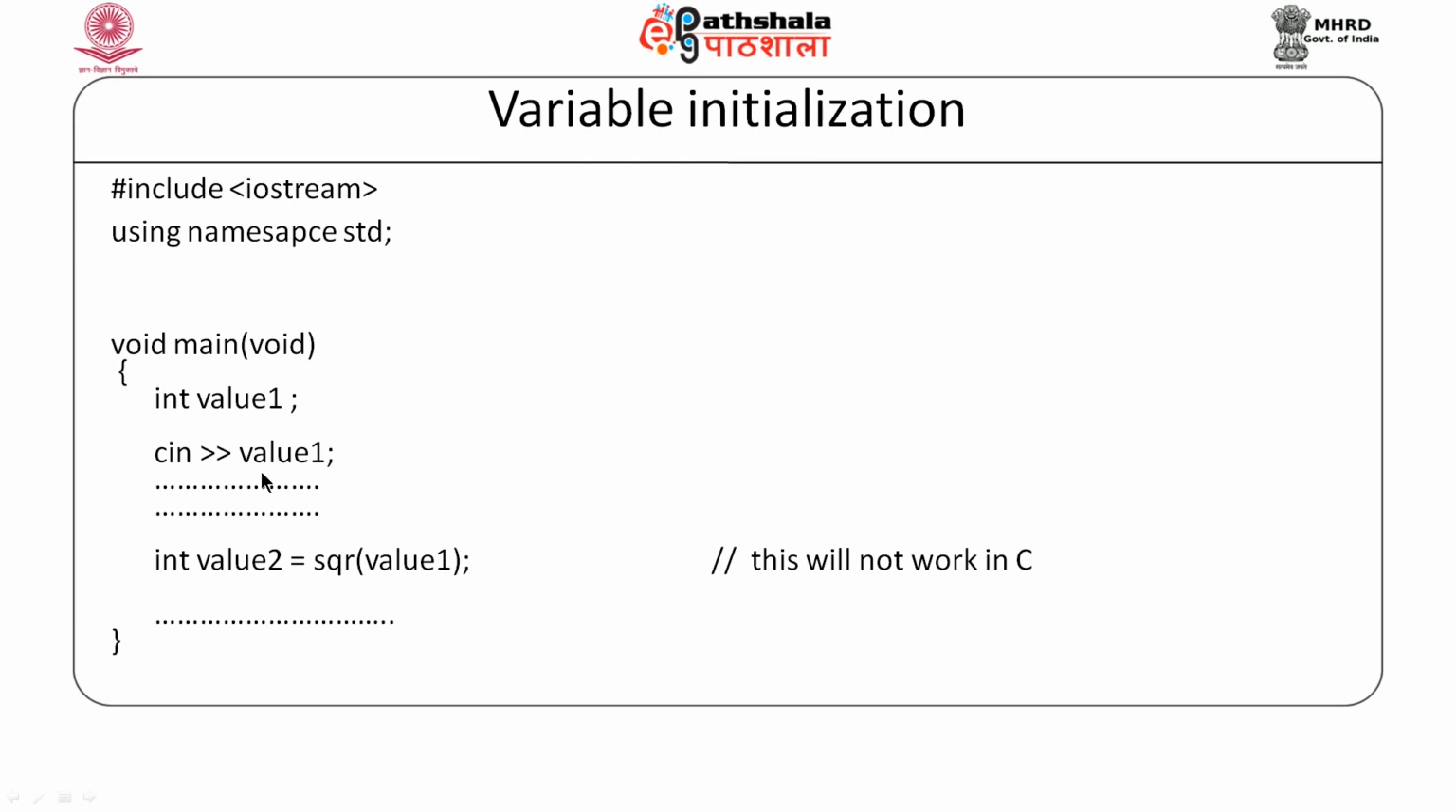You would see that value 1 does not have a value in it at the time of compilation. This value would be available at the time of execution, and whatever value the user gives for value 1, the square of that value will be used to initialize the variable value 2. This kind of initialization will not work in C, but this kind of initialization will work in C++. So, it is a variable initialization.